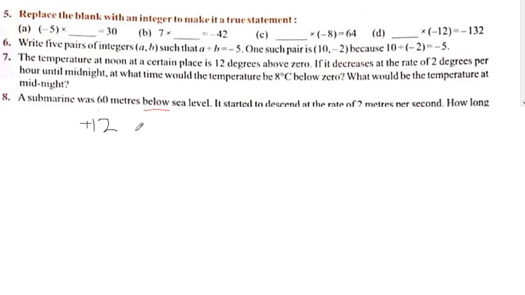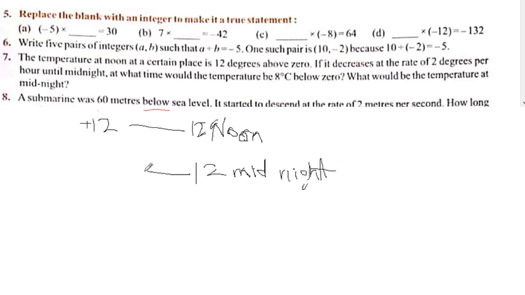Next, what does the question tell? If it decreases at a rate of 2 degrees per hour until midnight. This is at which time? 12 noon. Now you have to tell what is the temperature at 12 midnight. You write the language yourself. I am just telling you how you need to do it.